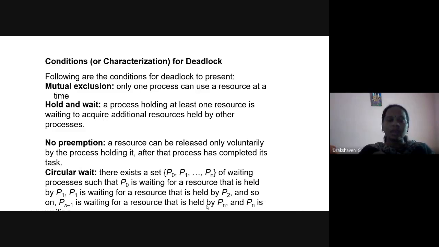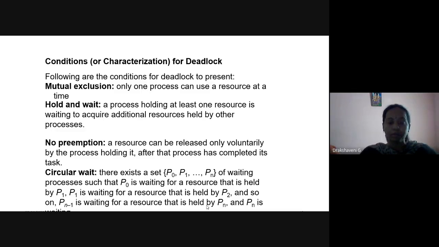No preemption. We have seen this in scheduling also. No preemption means that until my work is completed, I will not leave. That is what is called no preemption. A resource can be released only voluntarily by the process holding it, after the process has completed its task.